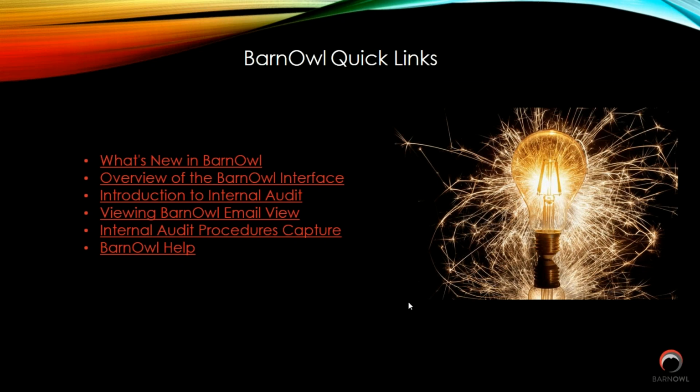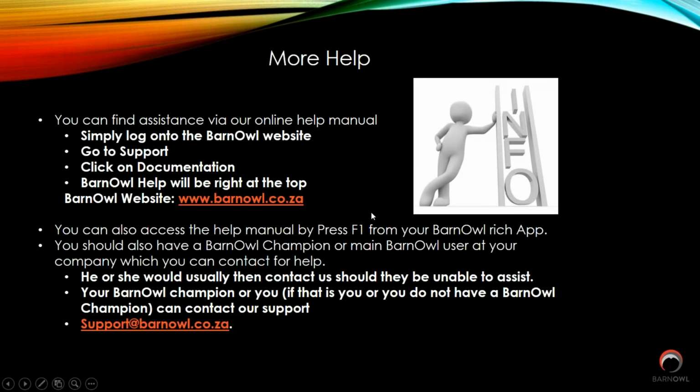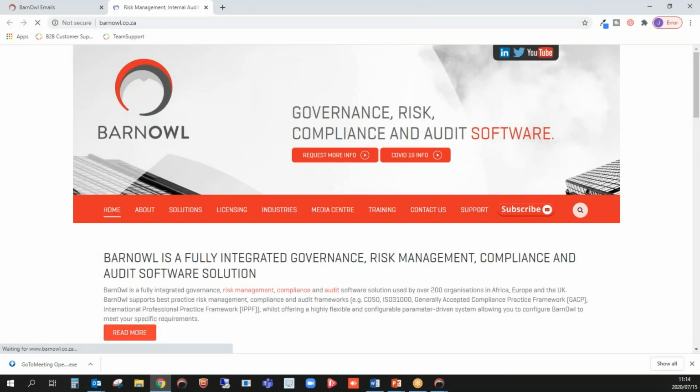So you can find help from BarnOwl in many different ways. You can find assistance via our online help manual, and you simply need to log on to the BarnOwl website and you'll be able to find that. By going to the BarnOwl website itself, which is opening up over here. So this is our BarnOwl website. If you haven't been on it yet, it's very useful and helpful.